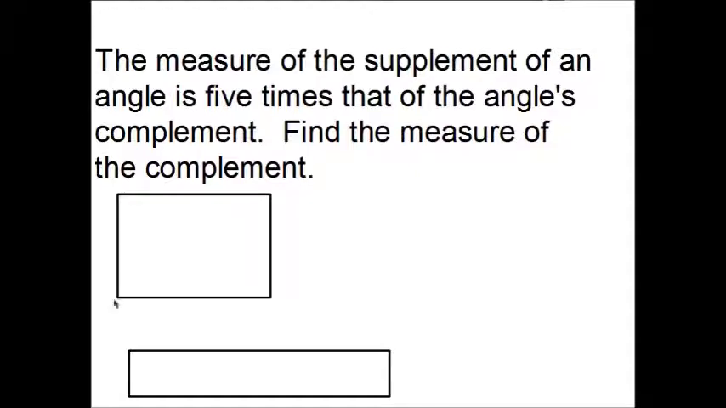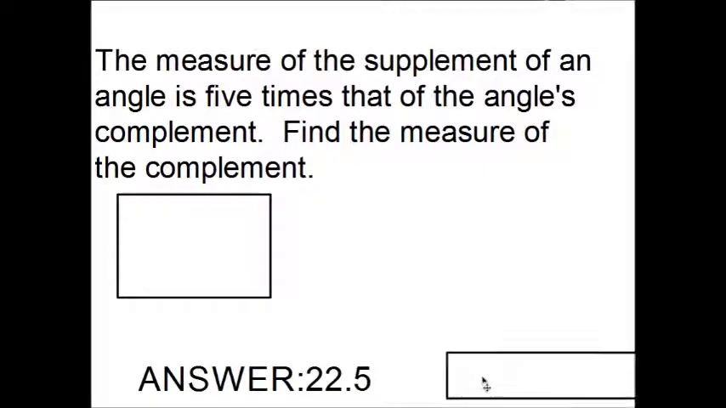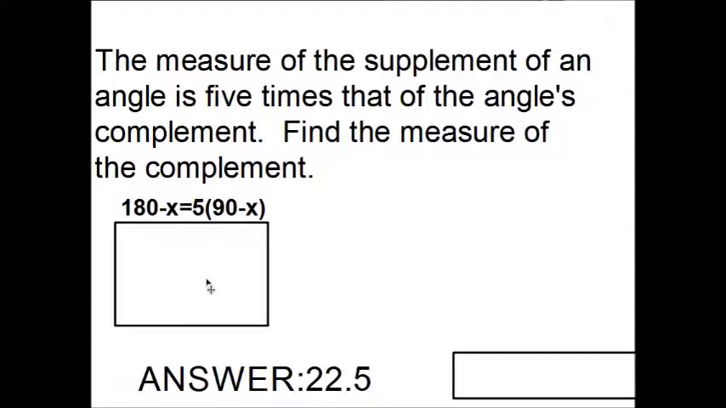Alright, so here we go. For our answer we should have got is 22.5. If you got that, awesome. If not, let's take a look at the work leading up to this. So our equation. The supplement of the angle, 180 minus x. Again, here's that keyword is, meaning equals. 5 times, so 5 and then times, so parentheses, the angle's complement, 90 minus x.